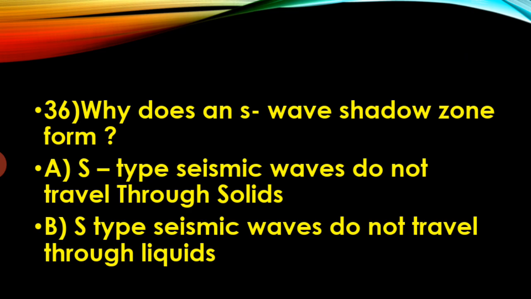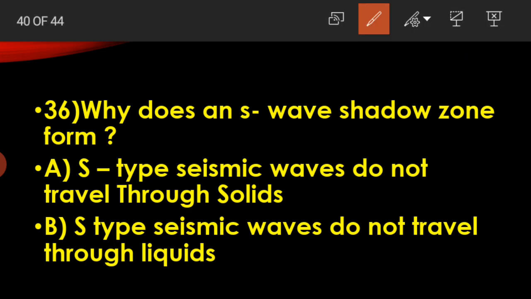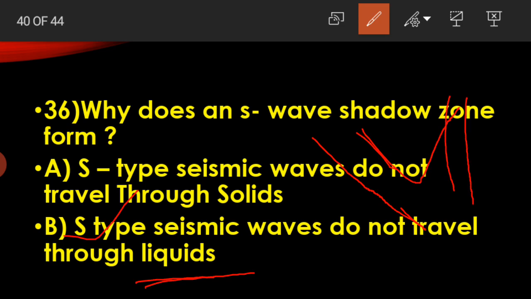Why does an S-wave shadow zone form? Because of: option A, S-type seismic waves do not travel through solids; option B, S-type seismic waves do not travel through liquids. B is the correct answer. S-waves do not travel through liquids. That's why it makes a shadow zone. P waves travel through every liquid, solid, and gaseous material. But S waves make a shadow zone because they do not travel through liquids.